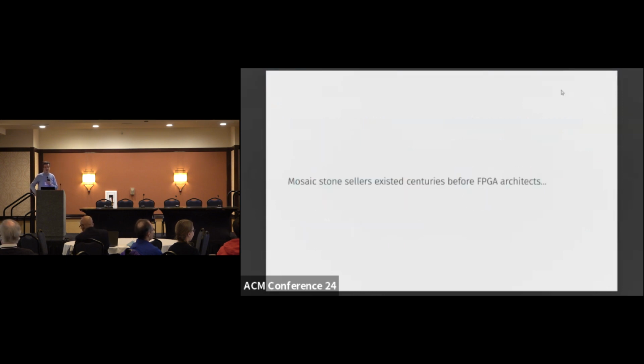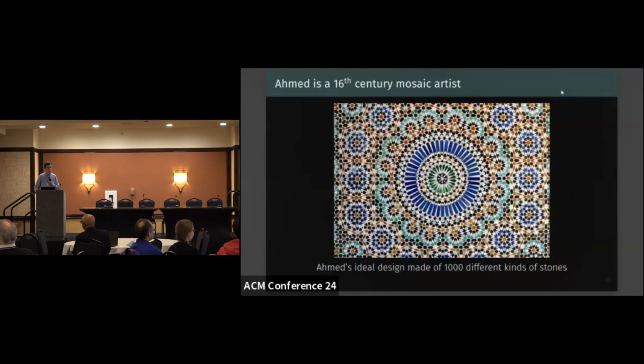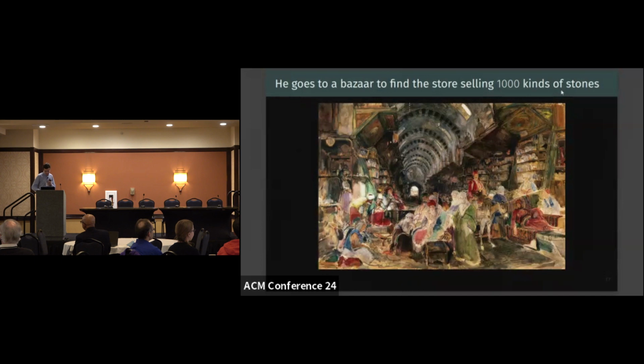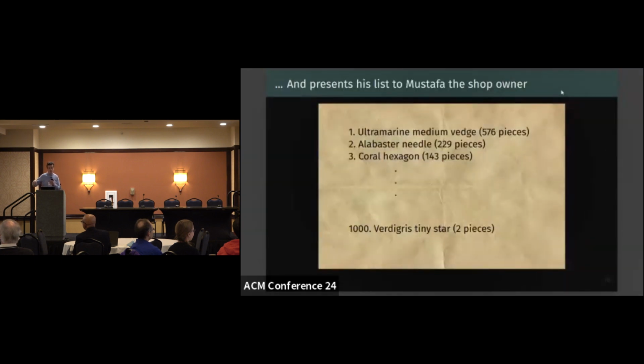And as you can imagine, the sellers of mosaic stones existed centuries before FPGA architects, so it's foreseeable that they solved some of the problems that we are facing a long time ago. So here we'll meet Ahmed, who was a 16th century mosaic artist, and this is his ideal design of a mosaic containing 1,000 different kinds of stones. Then he sailed to Constantinople to buy them, so he went to the bazaar and presented his specification to Mustafa, the shop owner. The specification holds all the different kinds of stones that were used, in decreasing order of the number of pieces of each kind that were needed to achieve his ideal design.